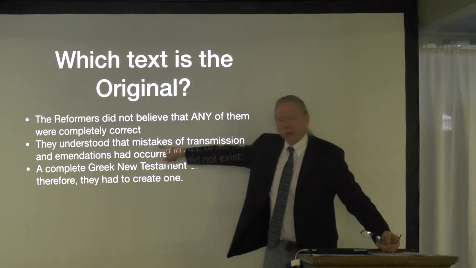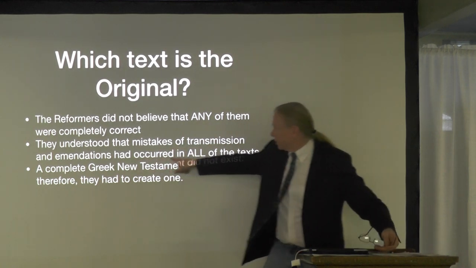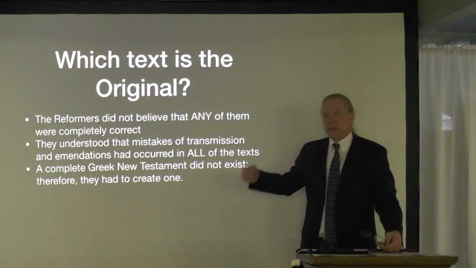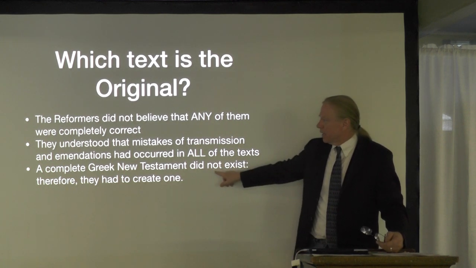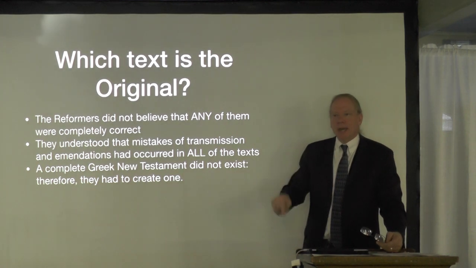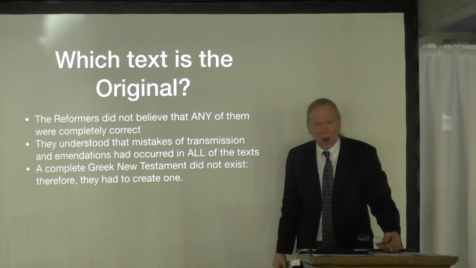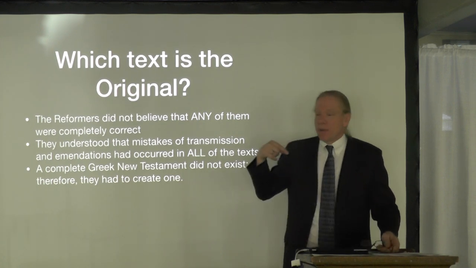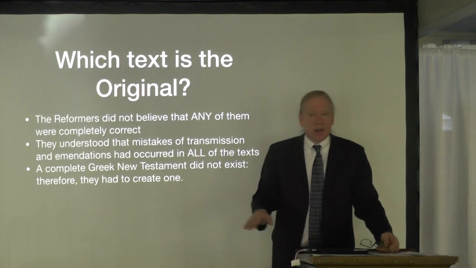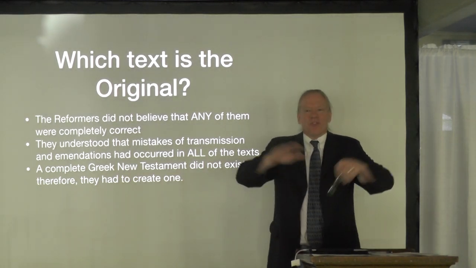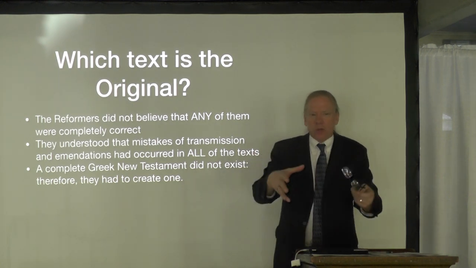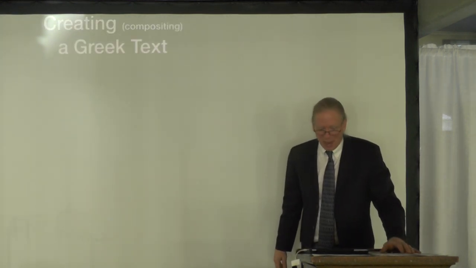They understood that all of those mistakes in transmission that we talked about, the emendations, had occurred in all of the texts, including the Byzantine texts that they were using to translate their Bibles. A complete Greek New Testament did not exist, so they had to create one. Are you ready? The copy of the Greek text that the King James folks used is not a Byzantine text or an Alexandrian text. It isn't reflective of either of those. They're compilations from multiple sources where we try to get as close to the original as we can. But trust me, King James is not a Byzantine text, okay?